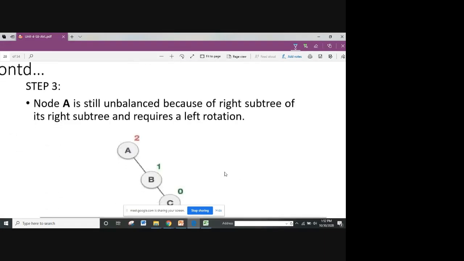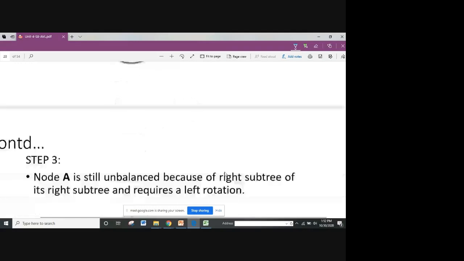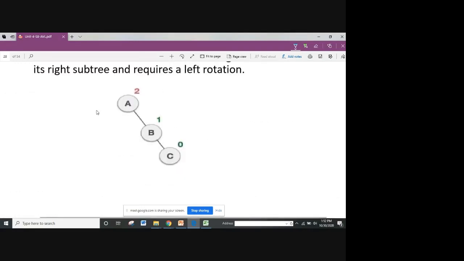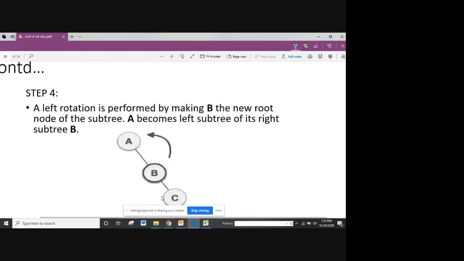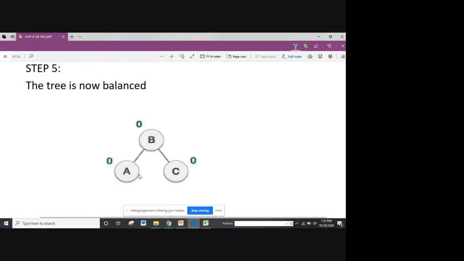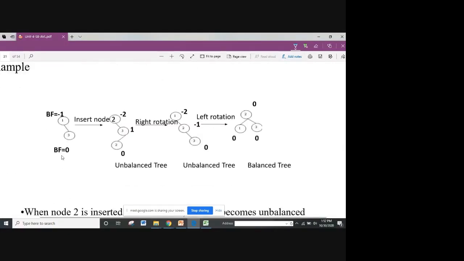Now again, after rotating right, I have to rotate left, because it is unbalanced. So first I rotated this side to come to the right side. Now I will rotate left like this. So B will go up, A will come down. Okay, so with the example, I'll tell you now.